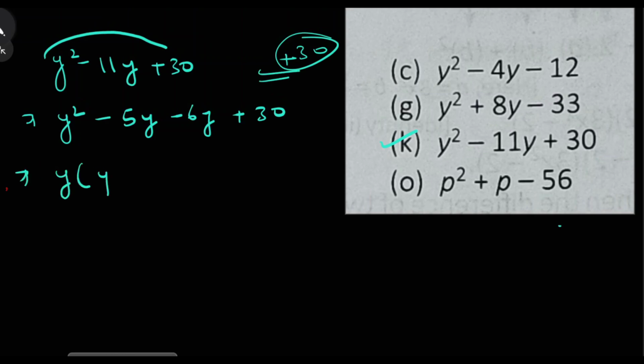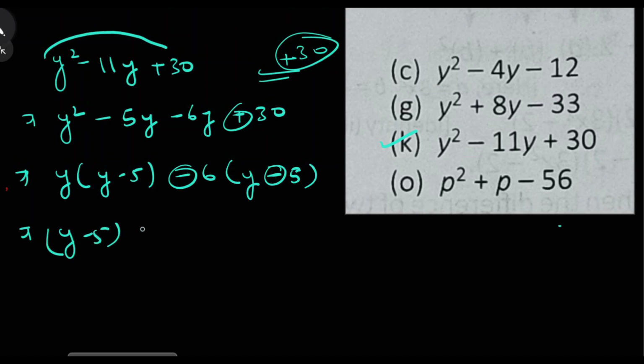Taking y as a common, y minus 5 is here. Taking minus 6 as a common, you have y minus 5 here, because you have taken the minus common here also. So it will also be taken from here, minus. When you have taken the minus from the plus, it will become minus. So see here, y minus 5 taken common, and y minus 6 is there, and this is your answer.